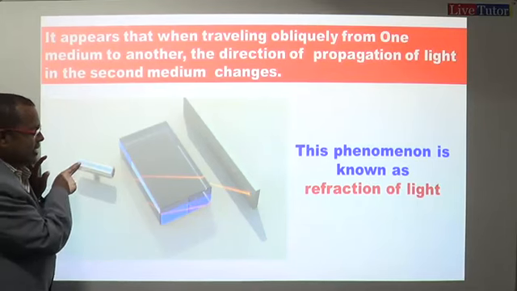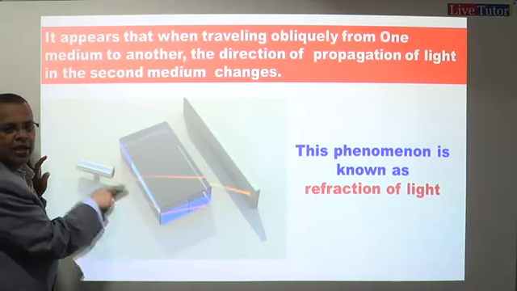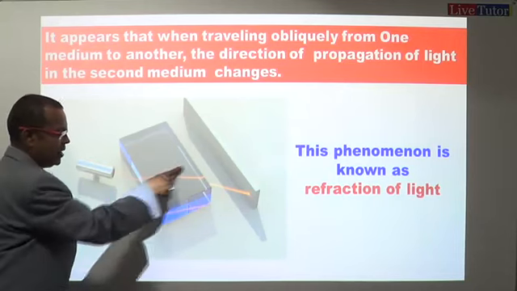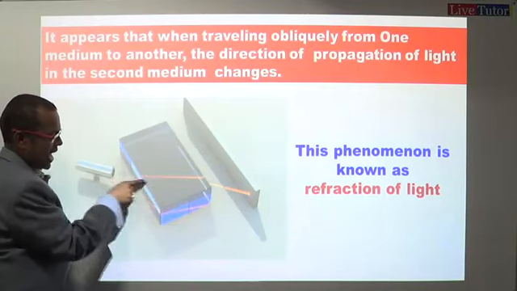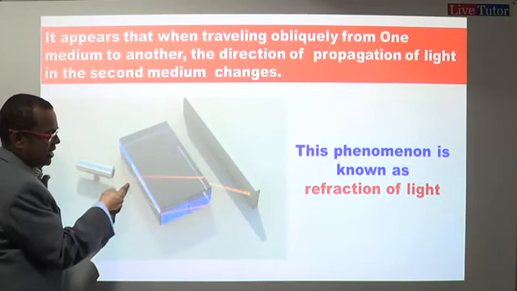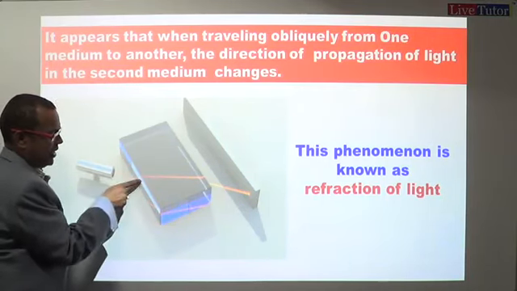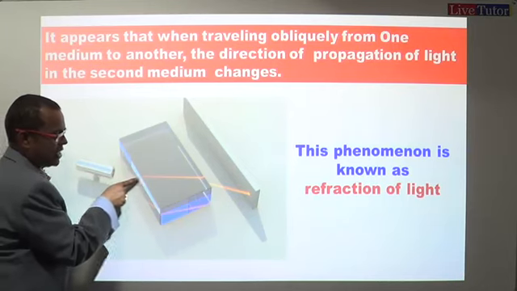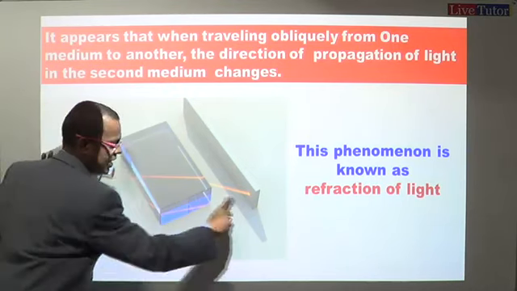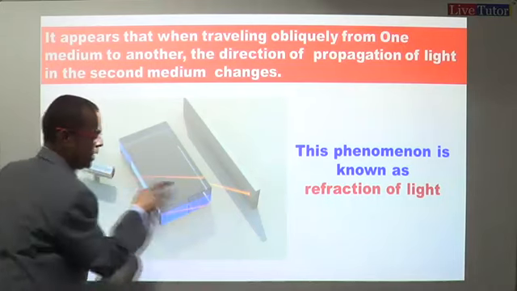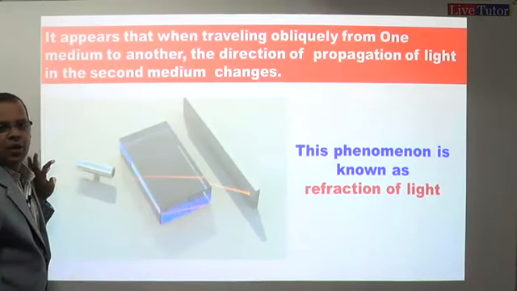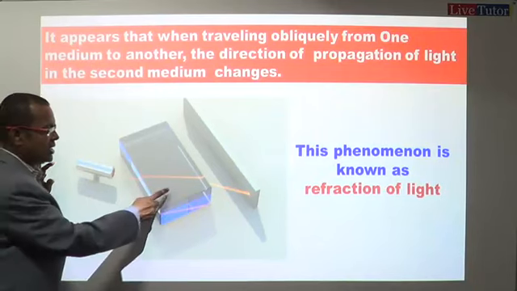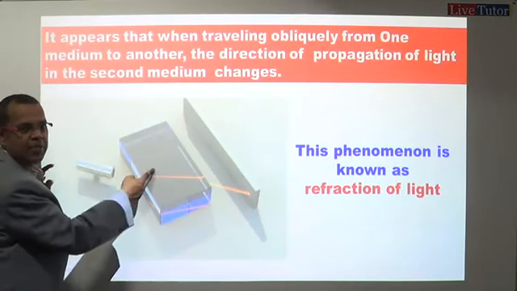That too only when it is oblique, at an angle. When you draw a perpendicular, a normal, to this surface, the ray is at an angle, say for example 30 degrees. Now the direction should have been like this only, straight away. But here, inside, it seems that it is changing the direction of propagation only in the second medium, from the first medium to the second medium.